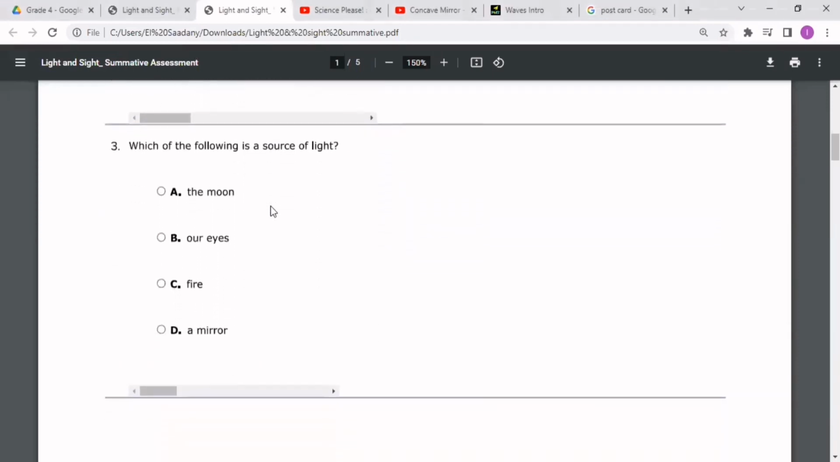Which of the following is a source of light? Examples here: things that emit light or produce light. Is it the moon? Is it our eyes? Is it the fire? Is it the mirror? The correct answer is the fire.